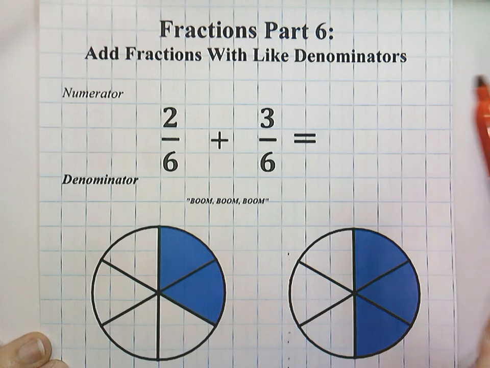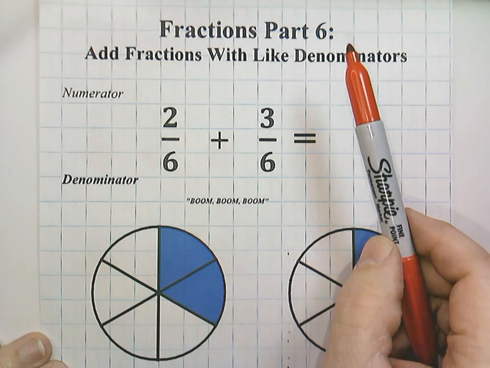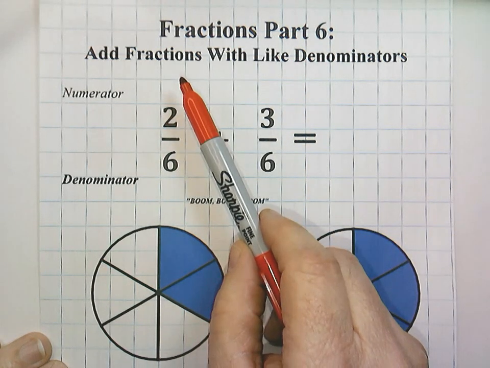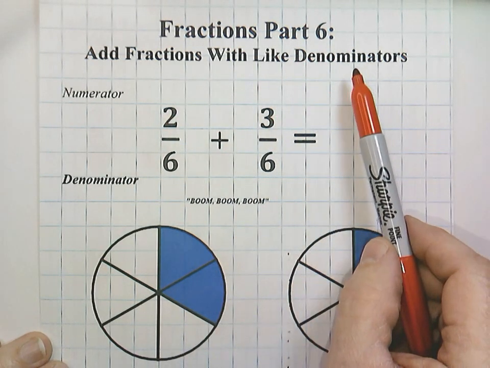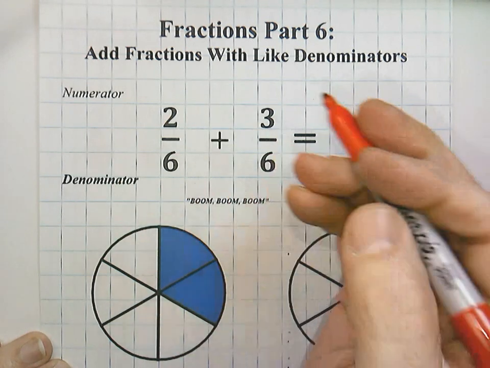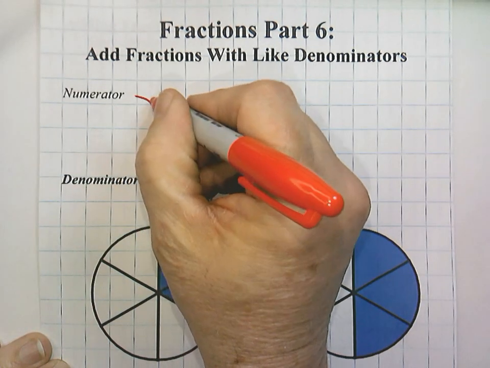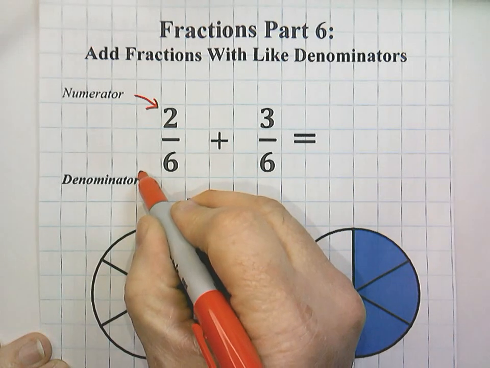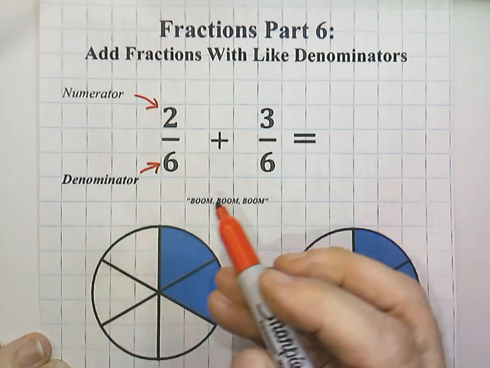Hey everyone, our topic today is fractions part 6. We're adding fractions with like denominators. Remember, when you have fractions, you have three parts. You have your numerator on top. The number on the bottom is a denominator.